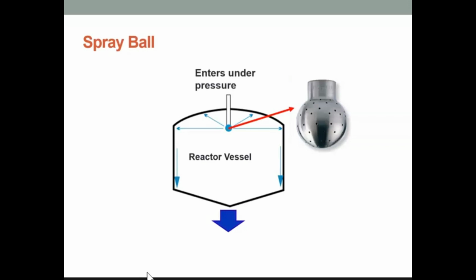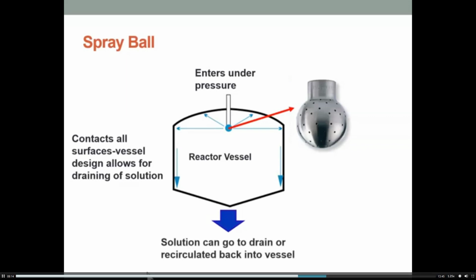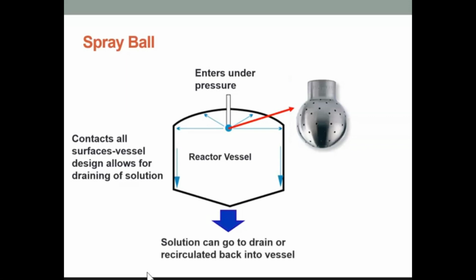The cleaning solution enters under pressure, and it contacts all the surfaces of the vessel. The design must allow for draining of the solution, so you can't have dead legs in the bottom of your reactor vessel. Again, these would cause pooling, which could lead to microcontamination and also residues of contaminants, cleaning agents, and other contaminants. The solution can go to drain, or in the case of recirculated, it can be recirculated back into the vessel after the initial rinse has been completed.